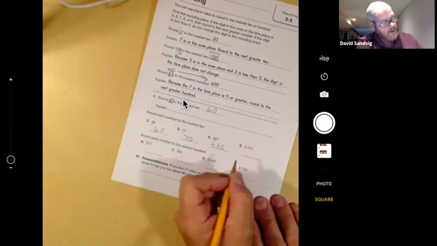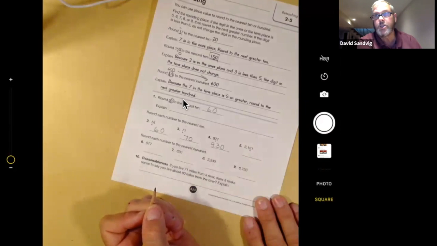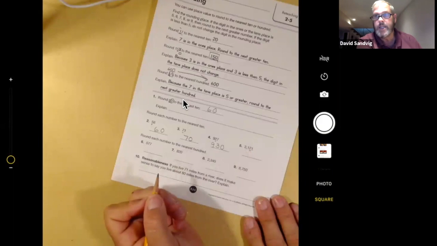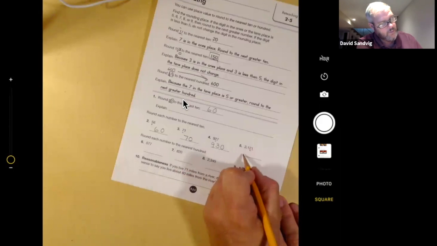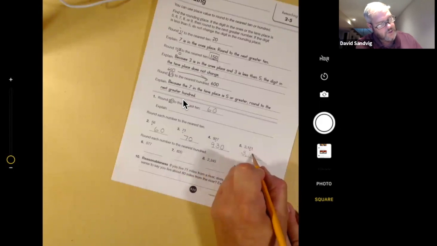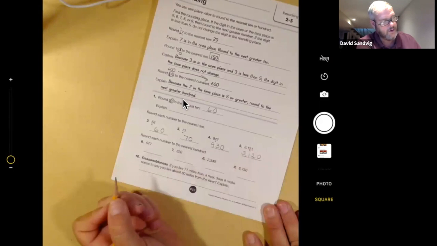3,121. The 2 is in the tens place, and we're going to look to the right, next door. 1 is 4 or less, so the 2, we let it rest. The 3 stays the same, the 1 in the hundreds stays the same, the 2 stays the same, and all other numbers become 0.